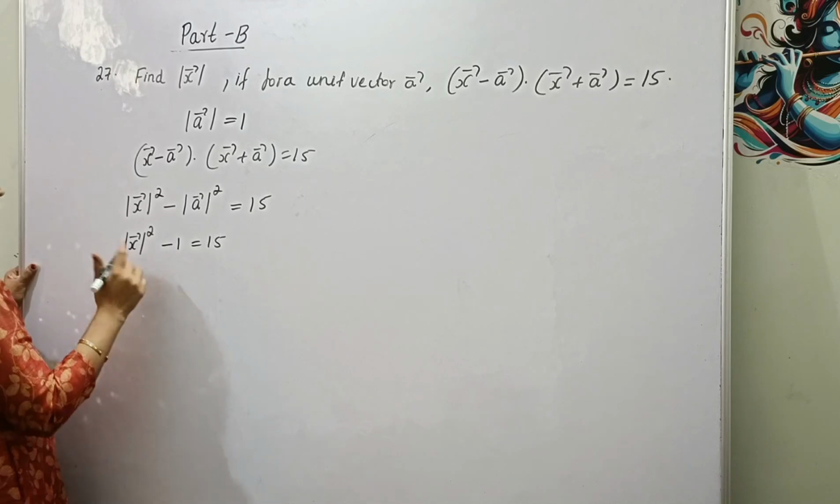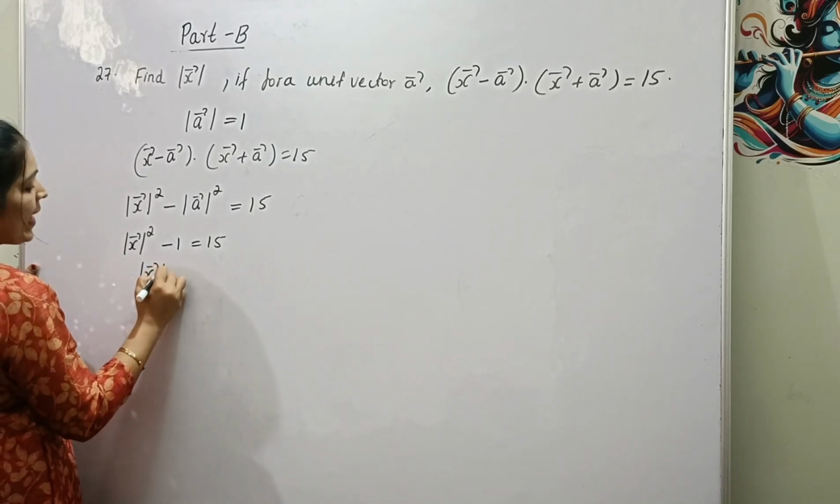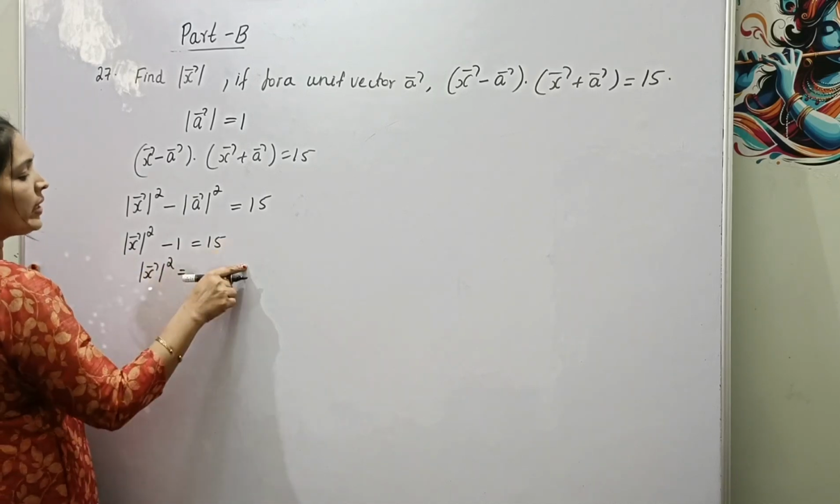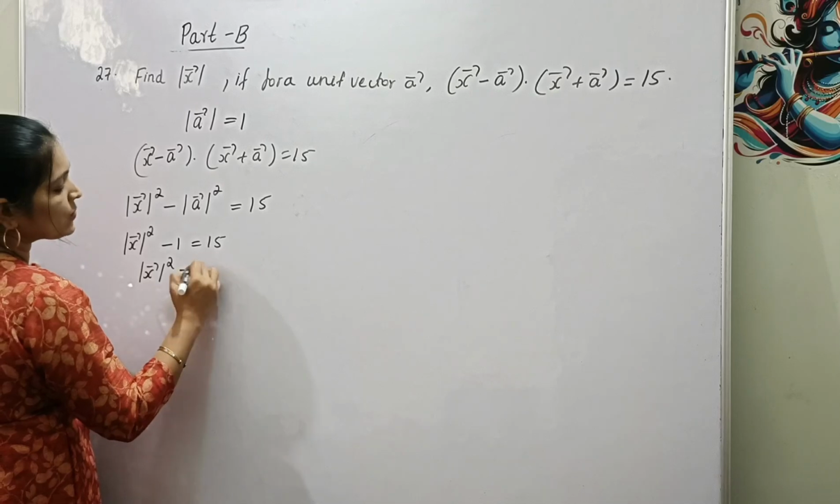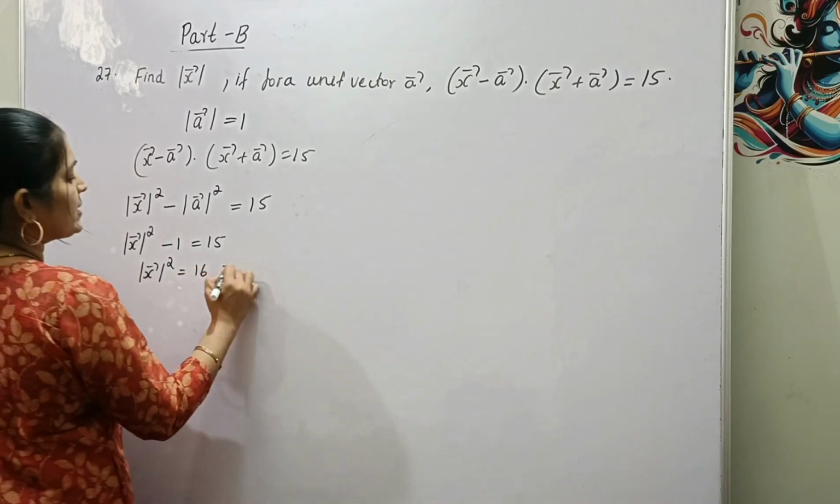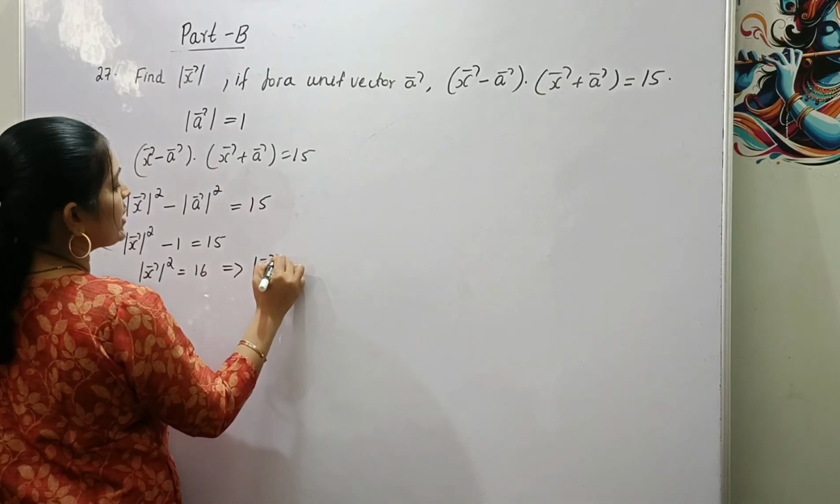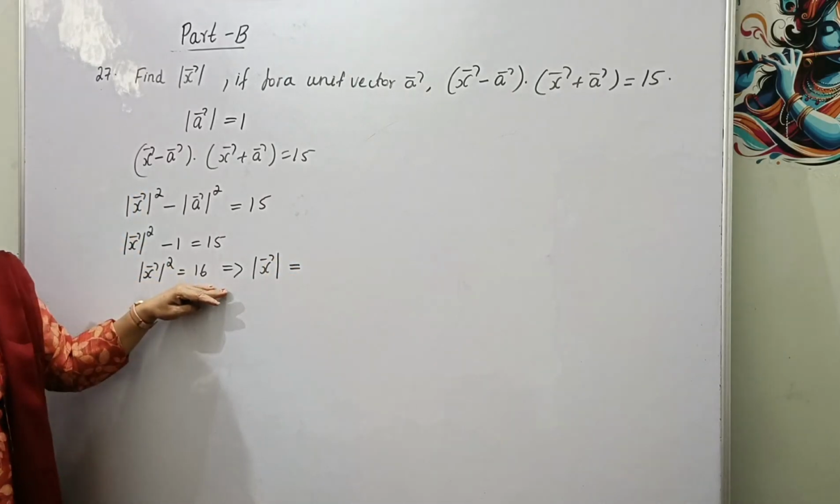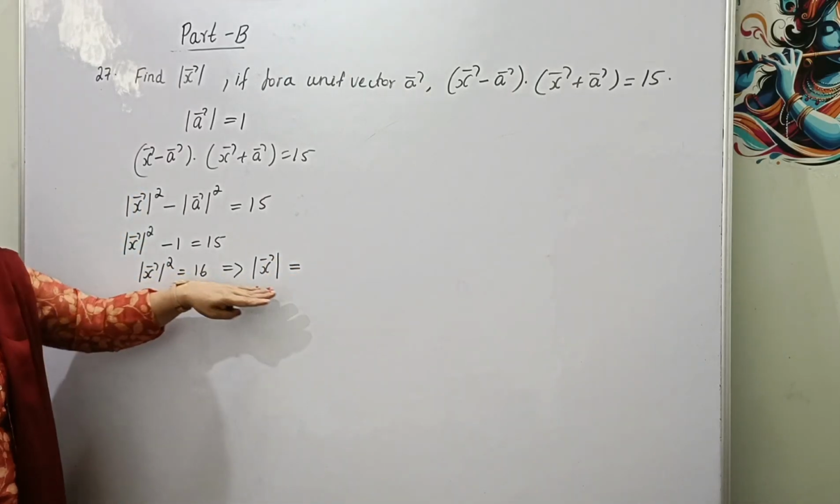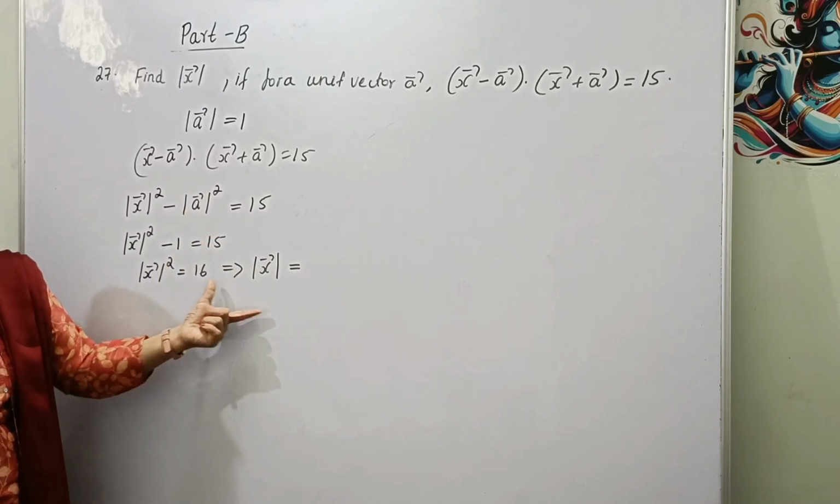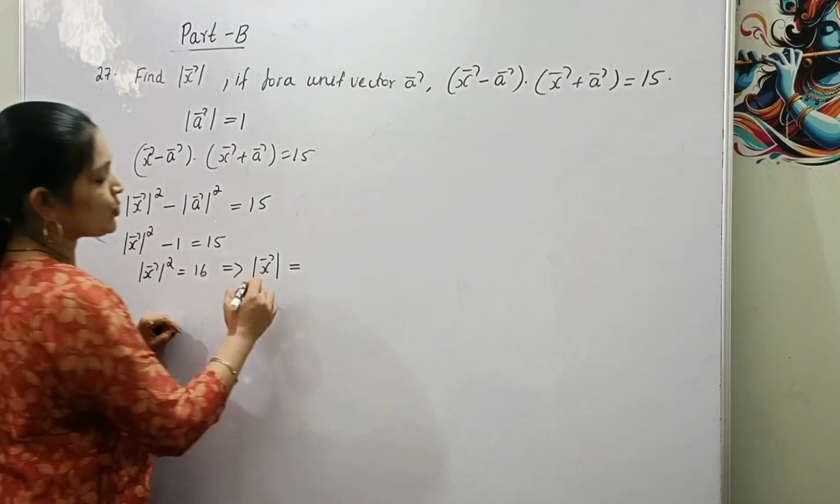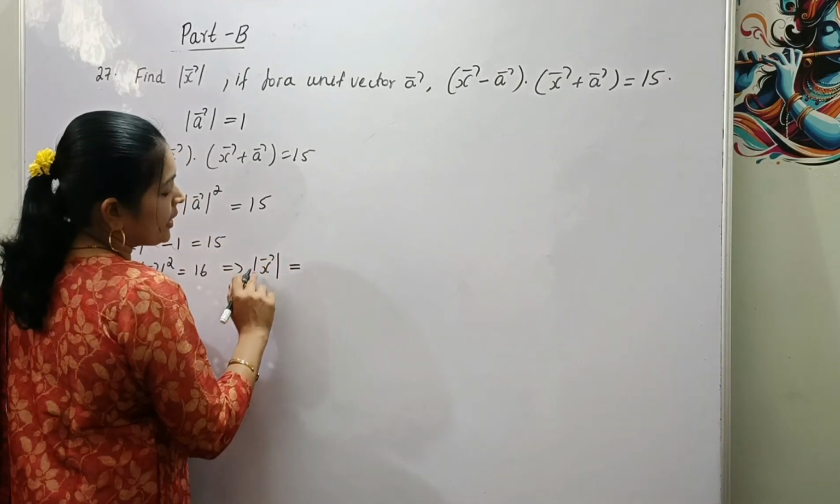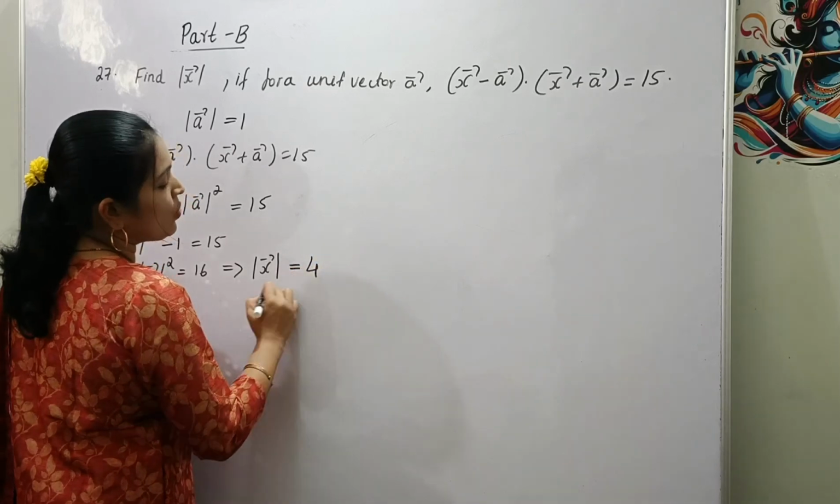We need to find this one, right? So modulus of vector x whole square is equal to 50, take the 1 here, that is 50 plus 1, 51. That implies modulus of vector x is equal to the square root of 51. Since it is a modulus, it is always positive, right? So positive. So modulus of vector x is equal to 4.